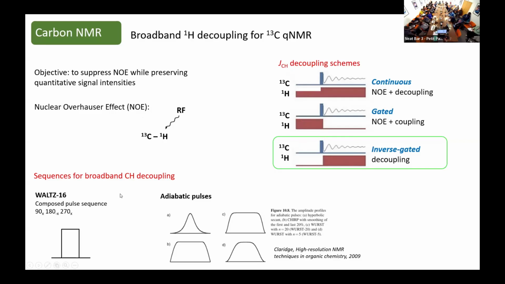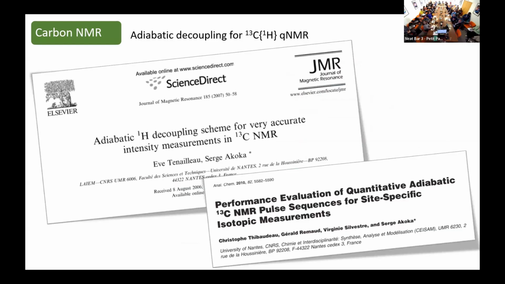And another thing, the most common sequence used for hydrogen decoupling when we are observing carbon-13 is the WALTZ-16, or there are other sequences based on the same composite pulse that we have in WALTZ. But also we can have adiabatic pulses to decouple the hydrogen here. And there is a number of papers published by this group from Professor Akoka initially, from the University of Nantes here in France, doing this adiabatic decoupling.